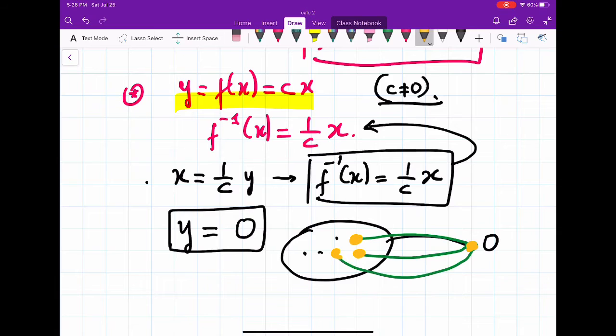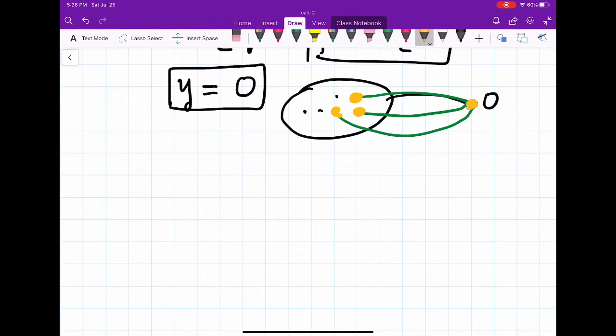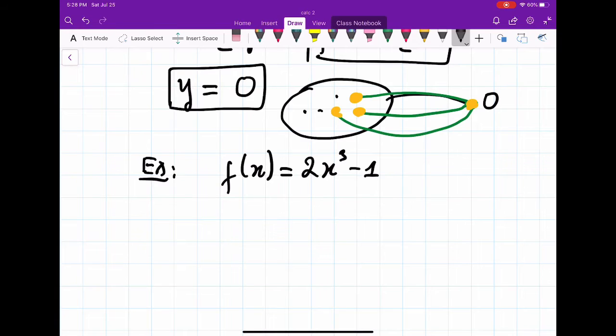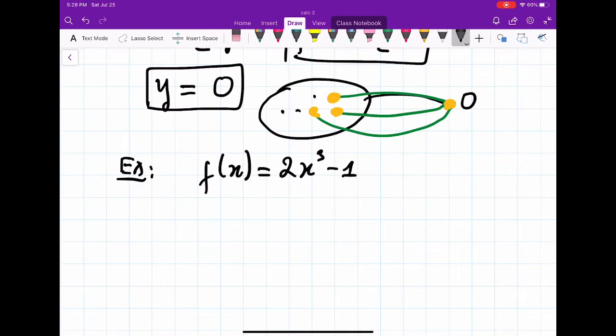Does that make sense? So we need some conditions for a function to be invertible. All right, let's consider more complicated examples. We have the function f of x equals 2x cubed minus 1. So let's find the inverse of this function, if possible.